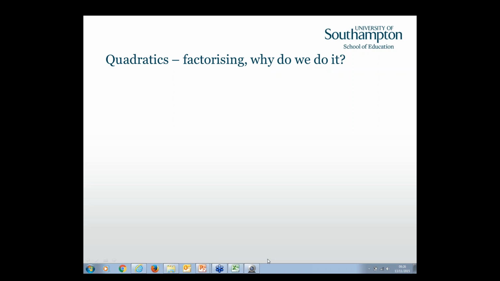Who knows, why do we do factorising? Anyone know? Do you know why we factorise a quadratic equation? Solve it. Yeah. And what does it mean to solve something? To work out what x is. Yeah, absolutely. And that's algebraically, and this is me pushing it, getting more and more tricky as we go.